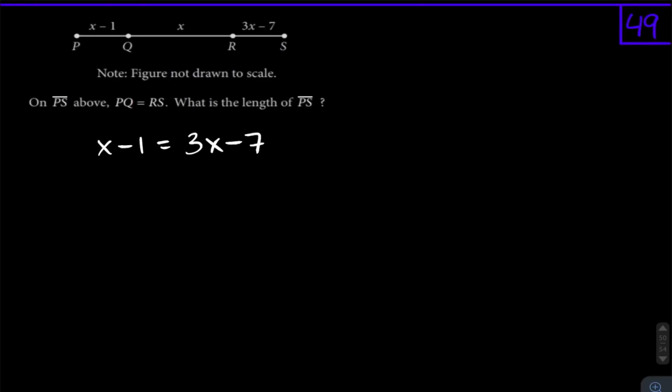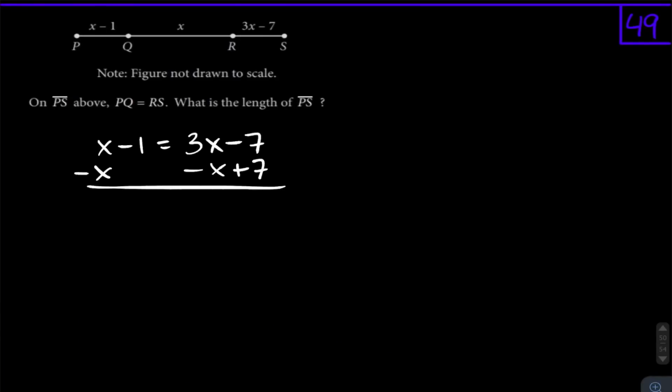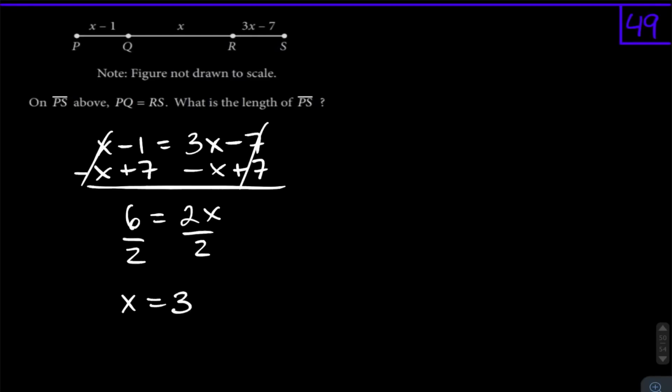So now it just becomes a case of solving for X, and we can do that by subtracting X here. And we could also add 7 on both sides, getting all the X's to this side and all the other numbers, the constants, to the other side. When we do that, we get 6 is equal to, because this goes away, 2x. And dividing by 2, we get that x is equal to 3. Awesome.